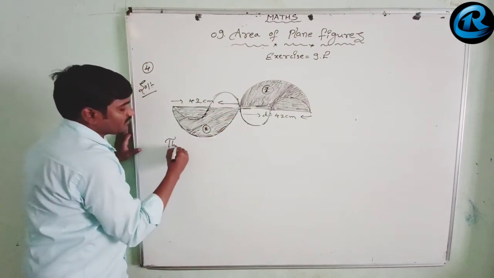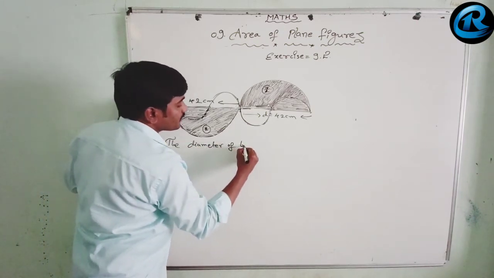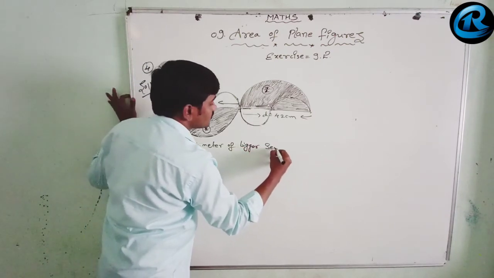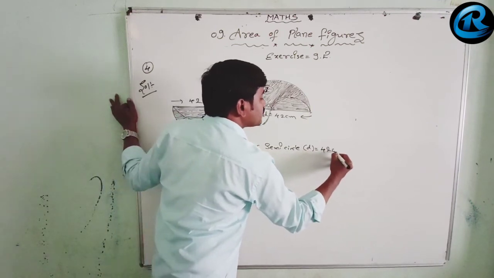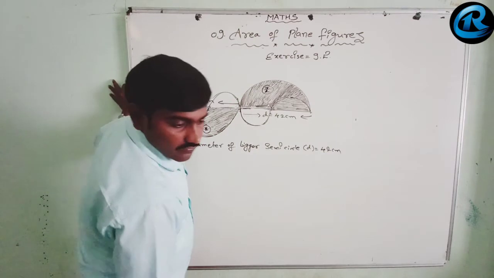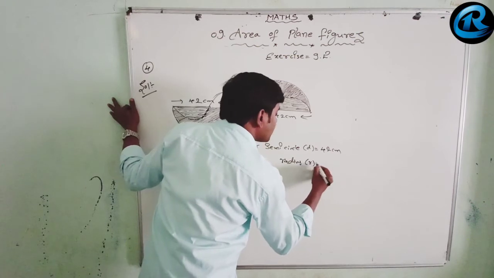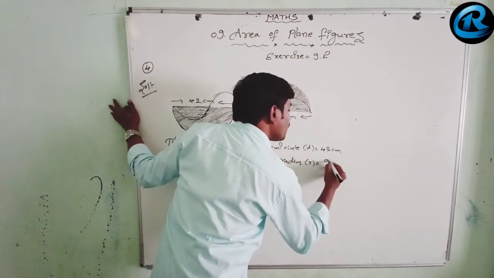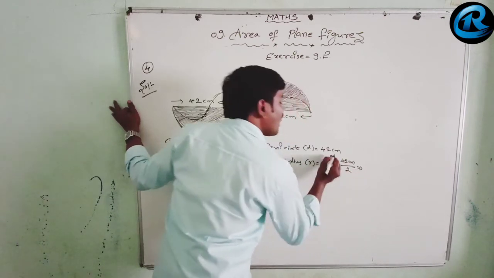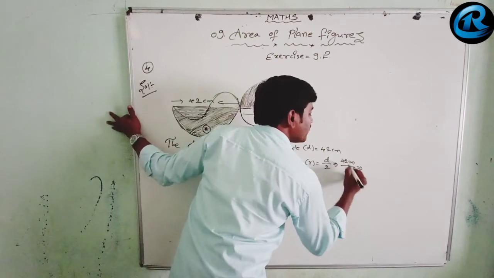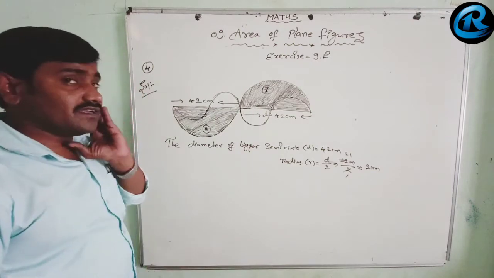So the diameter of the bigger semicircles, D equal to 42 centimeters, which is given in the question. Then the radius R equal to D by 2, that is 42 centimeters by 2. Why D by 2? Half of the diameter is the radius. So 42 by 2 gives us 21 centimeters. The radius of the bigger semicircle is 21 centimeters.